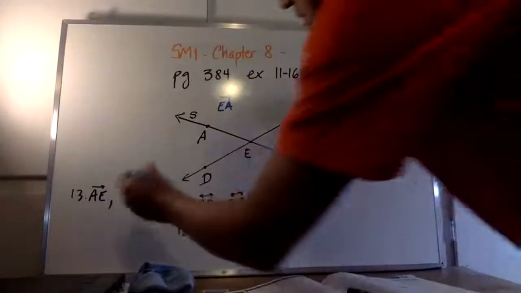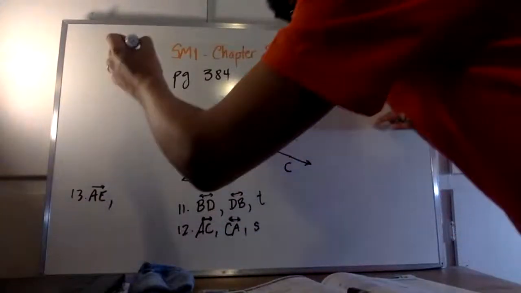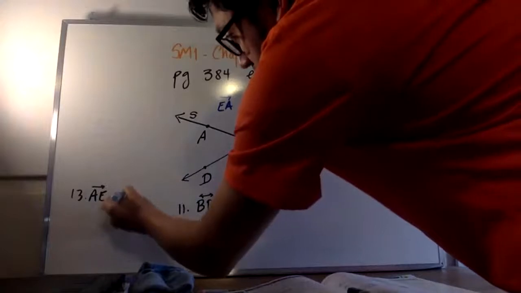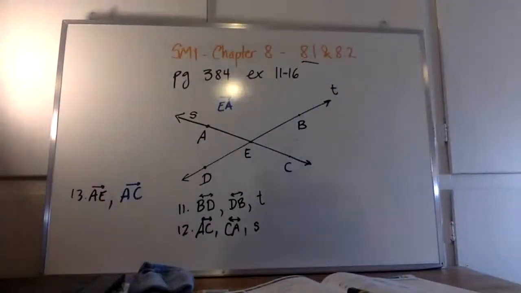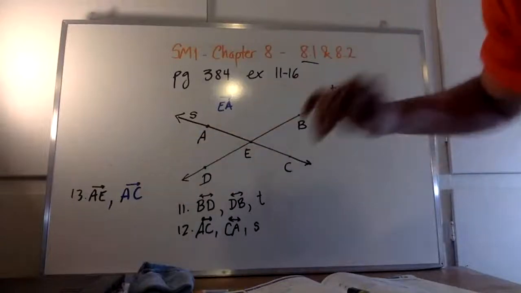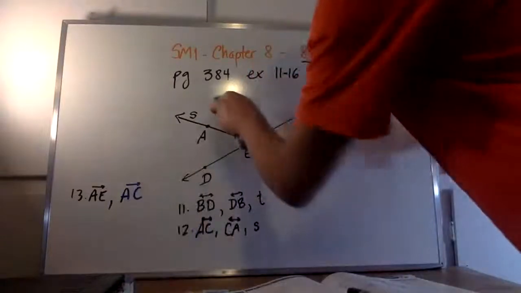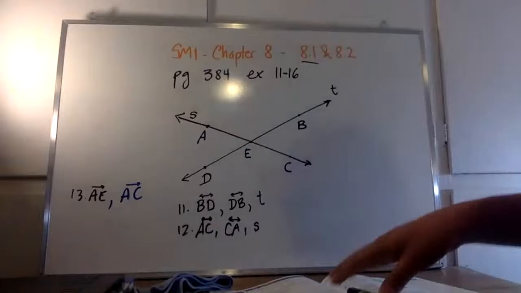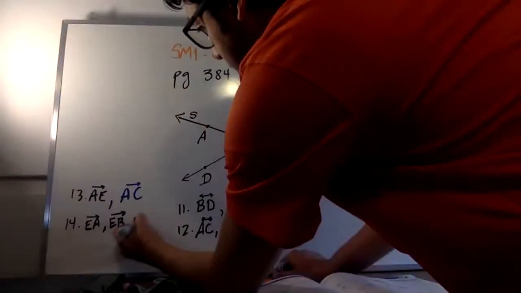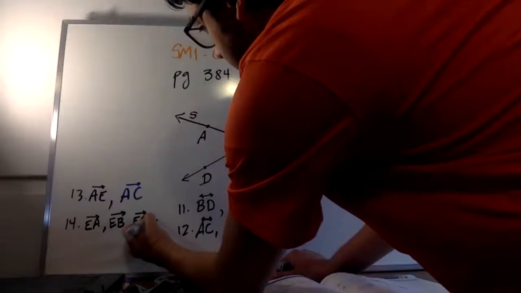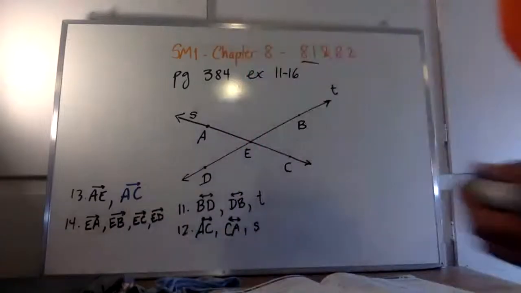Point C as well. So you could say that it would be AC. Okay, yeah, that was my bad. Sorry. Now we can label, and then I'm going to go to 14, EC and ED. All right.